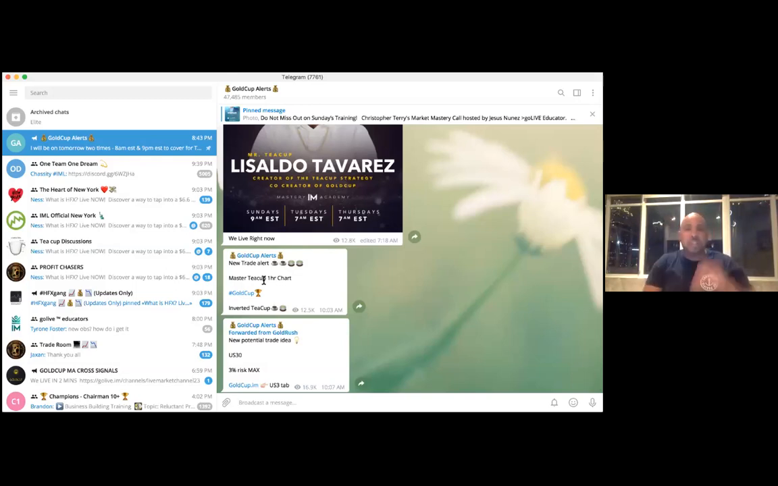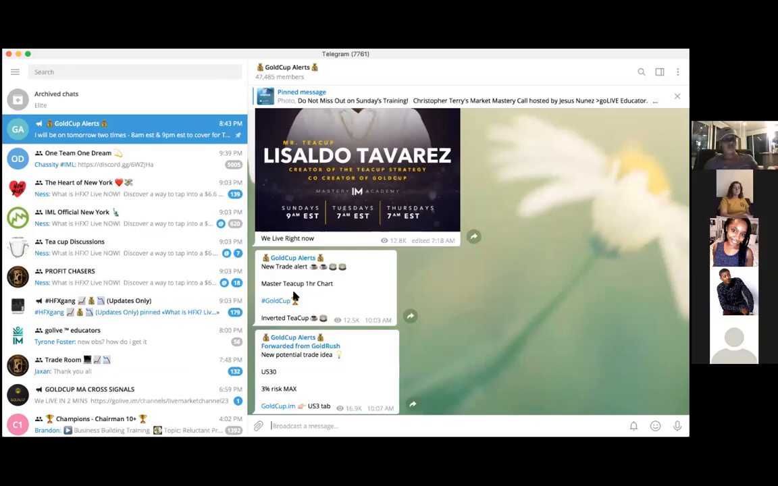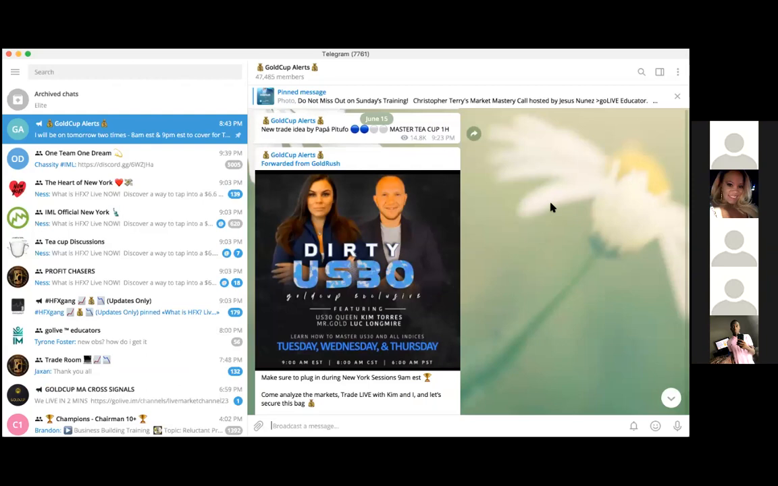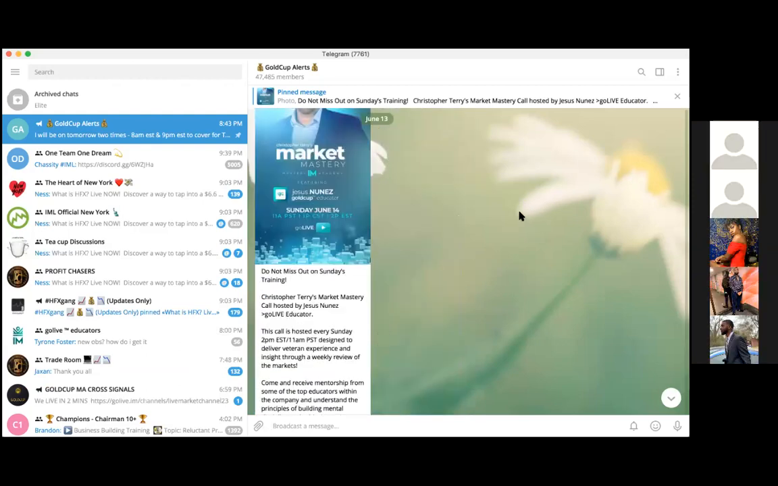You don't have to scroll down. As soon as you get into Master Teacups and click on the 1 hour, the trade will be right there for you. And it will have the date and the time that it was called. So you guys can know, okay, this was called at this time, on this date, so I know if I'm late to the party or I can still get into the trade. So make sure that you're in the Telegram group. That's the number one thing you want to do. We give you updates, stop loss, take profits. Everything is here.